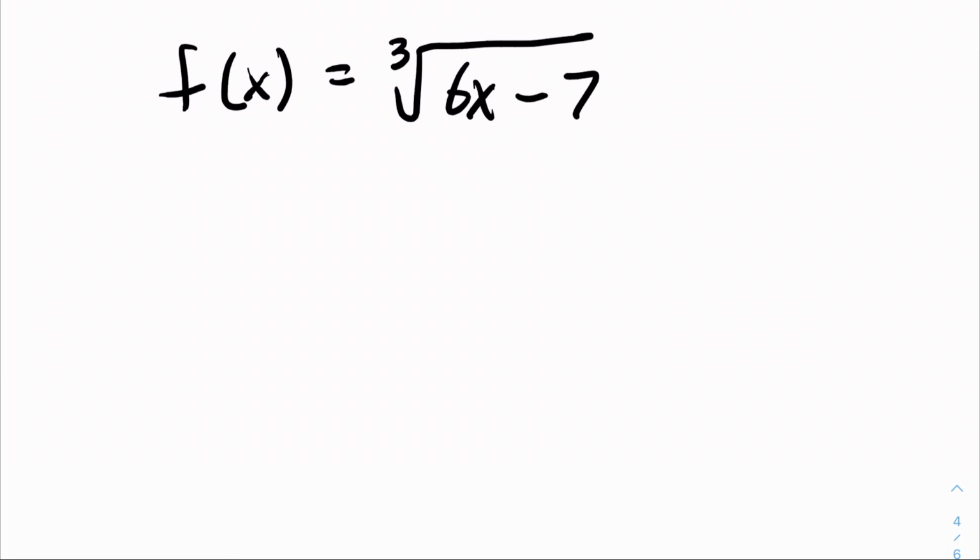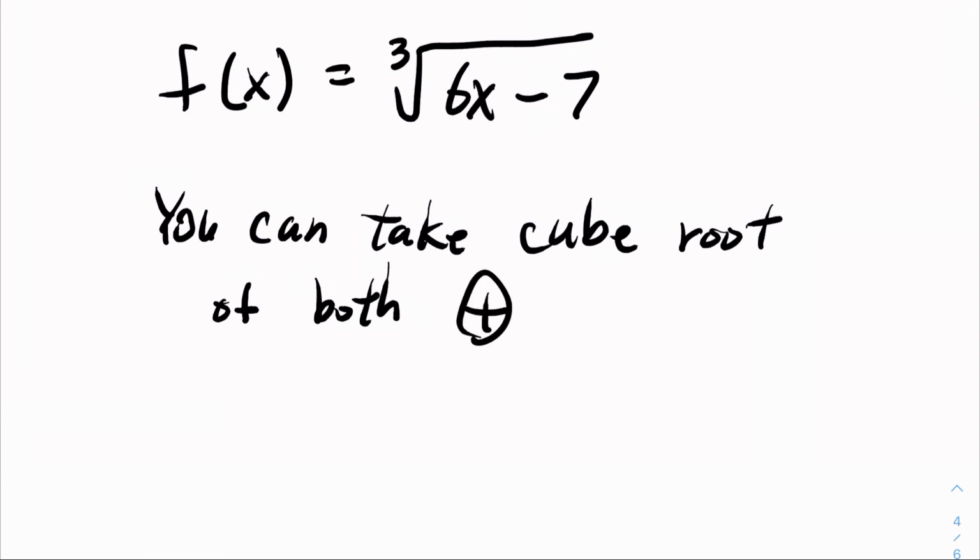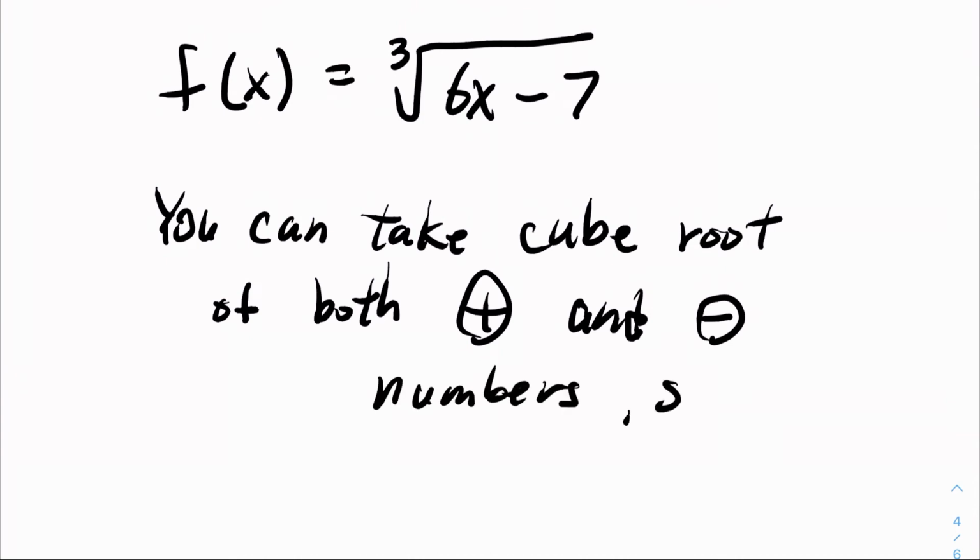What kind of stuff can you plug underneath the cube root? Can you take the cube root of positive numbers? Can you take the cube root of negative numbers? Can you take the cube root of 0? If you can take the cube root of all three groups of numbers, then that basically makes up the whole real number line. So in this case, since you can take the cube root of positive numbers, negative numbers, and 0, the answer here would be the domain is all real numbers.